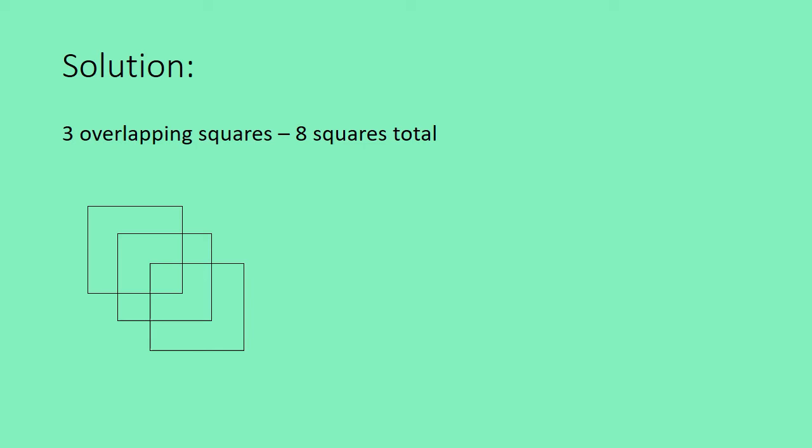So in total, with three overlapping squares, you can create a total of 8 new squares. First off, there are 3 large squares, and then in the middle, in a diagonal row, there are 3 small squares, but there are also another 2 medium-sized squares. So that's 3 plus 3 is 6, plus another 2, total of 8 squares.